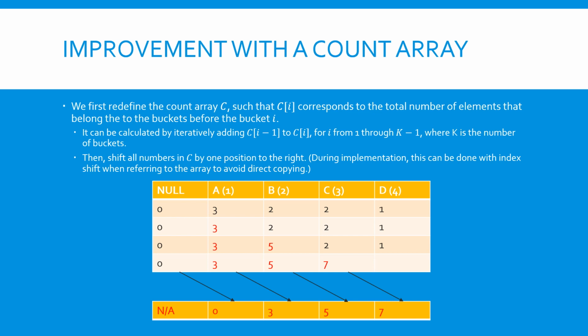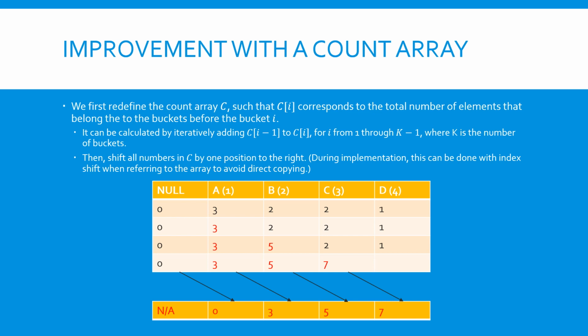Given the count array, we will add Ci-1 to Ci for each i that goes from 1 to n-1. We will add C0 to C1, and C1 becomes 3. We then add C1 to C2, and C2 becomes 5, and so on. Finally, we shift all entries to the right by 1 position. Now, we have C1 being 0. It means that if we encounter an element in the input that belongs to bucket 1, we should put it in position 0 of the sorted list.